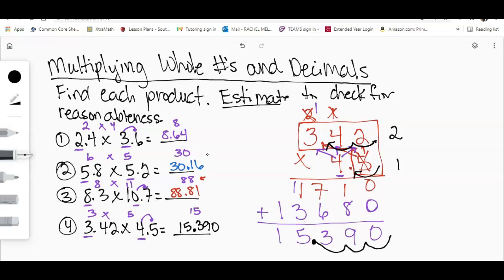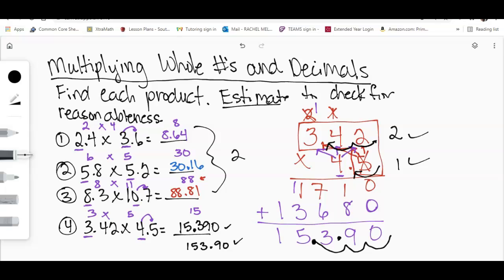Absolutely. And here's why it's really good to make sure that you're estimating, because all 3 of these problems, when we were counting over for our decimals, they were all 2 places. Well, if I accidentally get to this last one and I think, oh yeah, everything's 2 today, I'm just going to do 2. Well, then my answer, I'd put a decimal here, right? And so instead of 15 and 390 thousandths, if I only counted over 2 place values, it would be 153 and 90 thousandths. Okay? There is a very big difference between these 2 numbers.